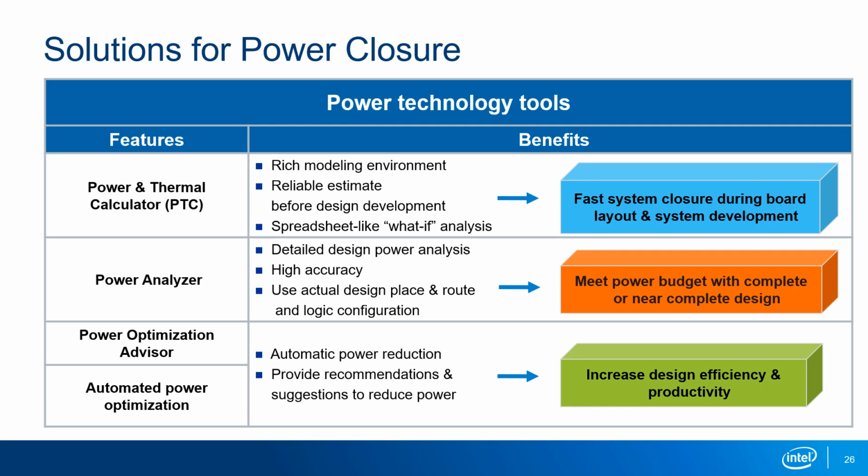Later in the FPGA design process, use a power analyzer that's built in the Intel Quartus Prime software to generate highly accurate estimates of power usage based on the design's actual resource usage, along with its placement and routing in the device. This helps you meet the second need, meeting the power budget of the design. Finally, use a power optimization advisor along with the automated power optimization options that it suggests to automatically reduce the power usage in your design. These recommendations and options are easy to implement, meeting the third need, which is increasing your overall efficiency and productivity.